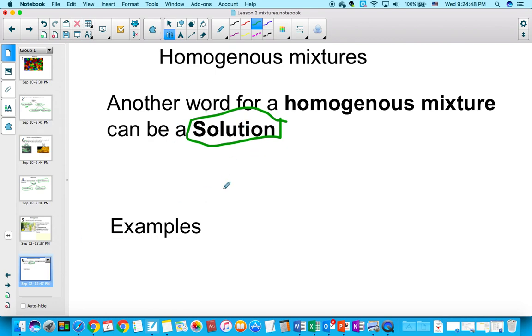An example would be salt water. If you mix salt water very well, it just looks like water, right? You don't see the salt floating in unless you put too much salt in. Sugar water is another example. You don't see the sugar unless you put too much sugar in. So it looks just like water. So it's homogeneous. It looks like one thing. Or you can call it a solution.